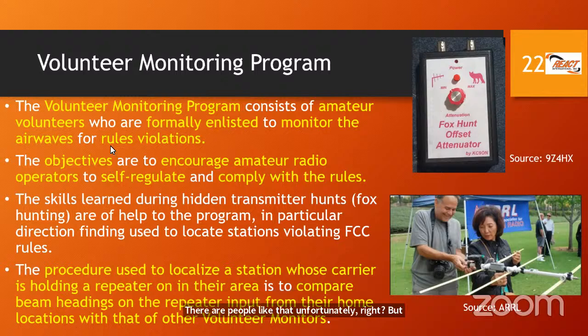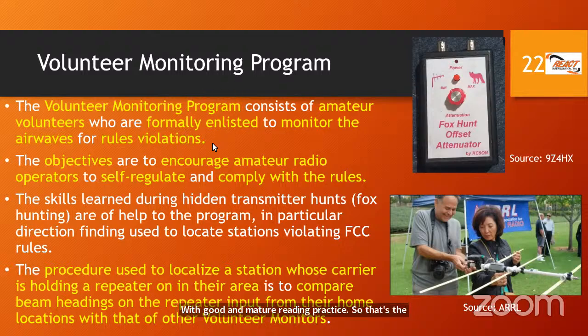But in amateur radio, we have this volunteer monitoring program, and the objectives for it are to encourage amateur radio operators to self-regulate and comply with the rules. So you see, it's all about us as a community knowing what is right and trying to do what is right. So that's why there's this program, to help each other do the right thing and become good amateur radio operators with good amateur radio practice. So that's the objective of the volunteer monitoring program.